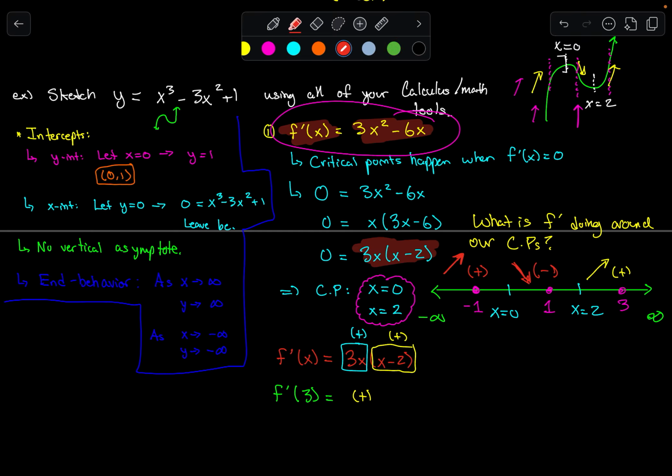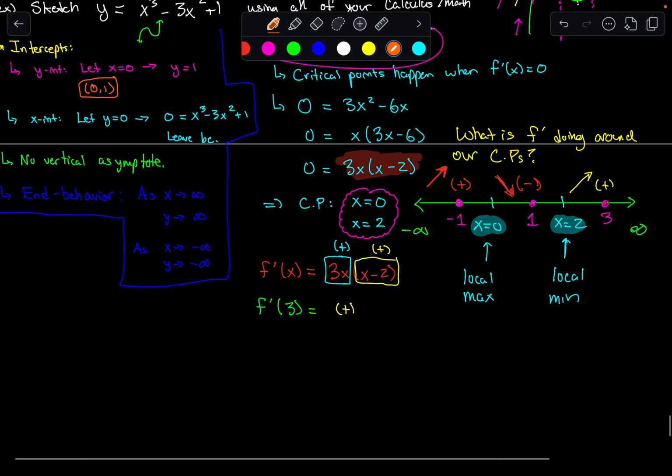And so from here, this immediately tells us information about these critical points, right? Remember, we had a critical point at x equals 0, a critical point at x is equal to 2. And so this immediately tells us that if we're going up beforehand and down afterwards, this has to be a local maximum. And this one has to be a local minimum. And above all, we actually just figured out what our intervals of rising and falling are.